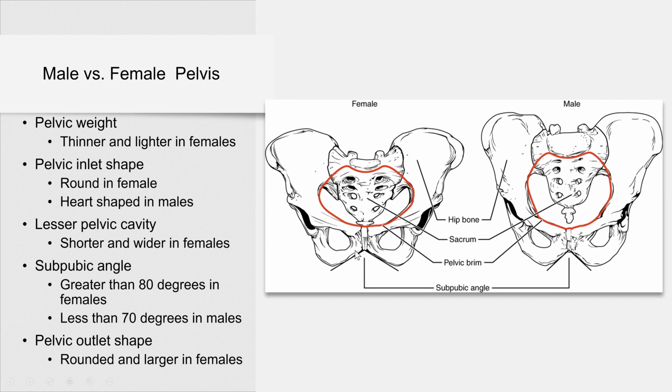So usually when you look at the angle, it might be enough to distinguish between male and female pelvis. But if you have doubts, then look at the shape of the inlet, if it's round or if it's more heart-shaped.